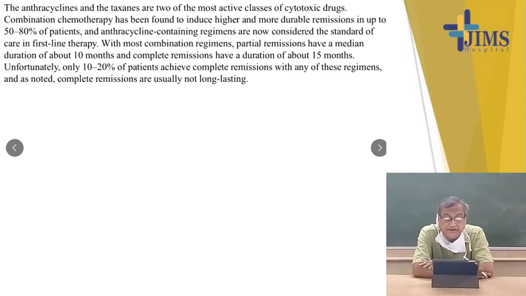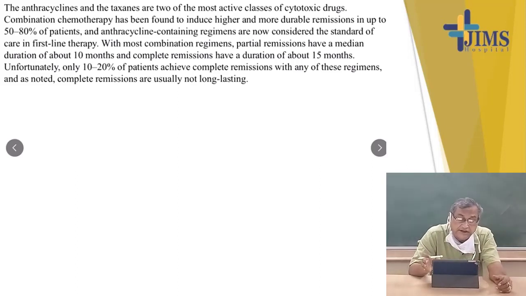With most combination regimens, partial remissions have a median duration of about 10 months and complete remissions have a duration of about 15 months. Unfortunately, only 10 to 20% of patients achieve complete remission in any of these, and as noted, complete remission is not long lasting.